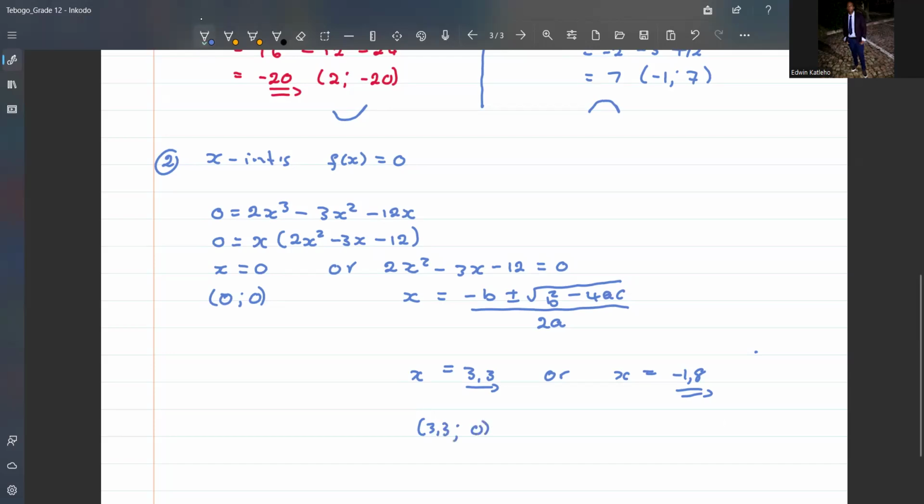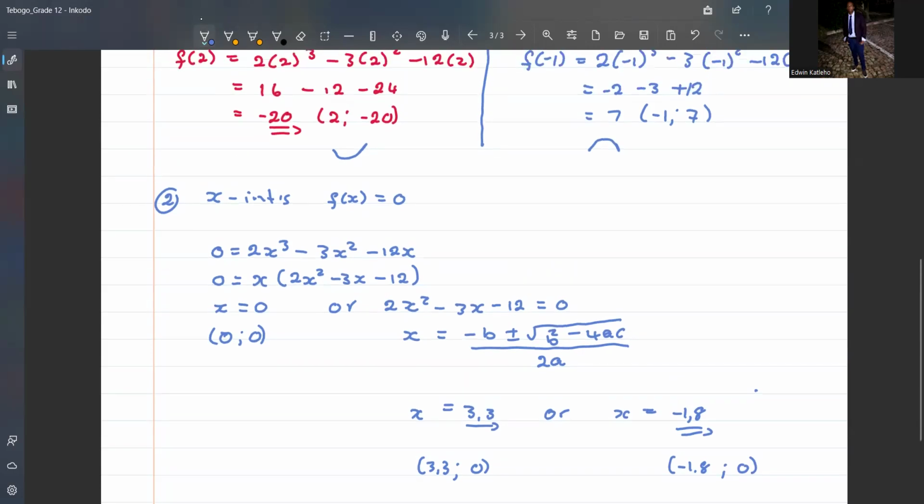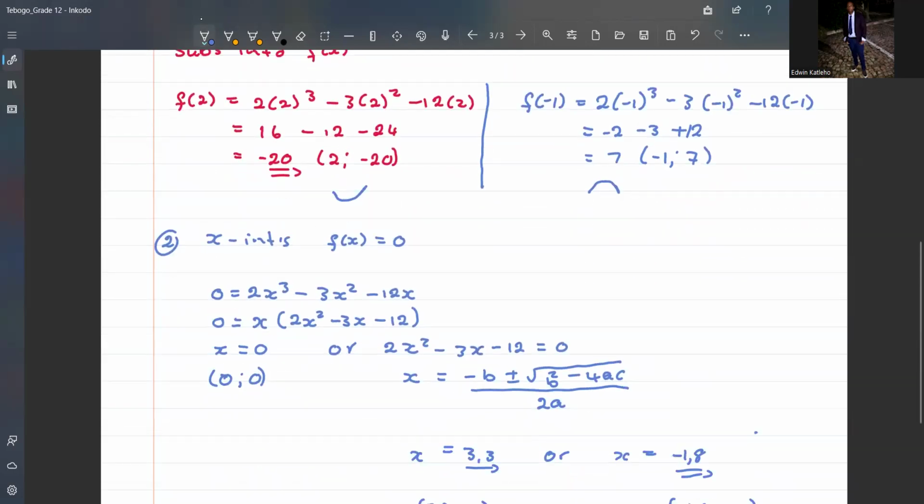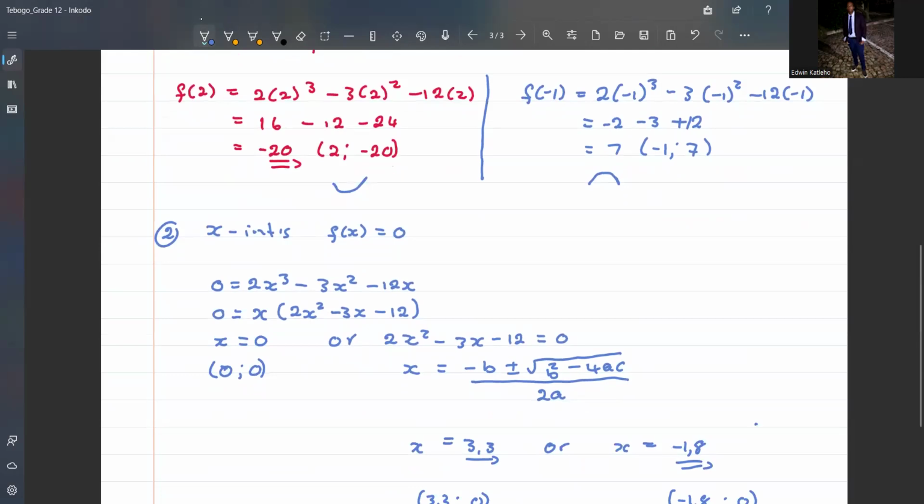3.3 and 0. And the third one is x is negative 1.8 and then y has to be 0. So those are the 3 x-intercepts that we actually determine. Technically, if you look at this one, at this point here, it's already our y-intercept because x is 0 here, and you get the y coordinate as 0.